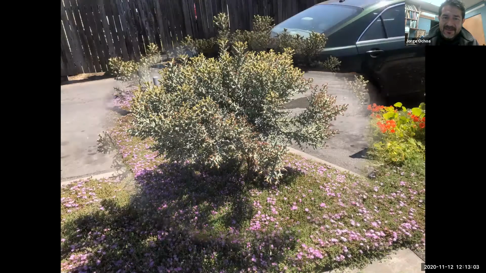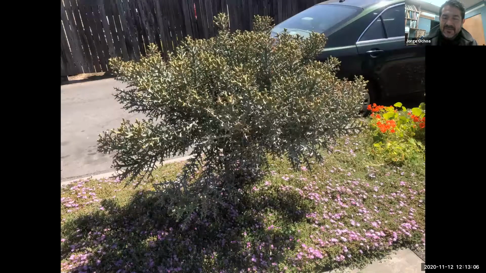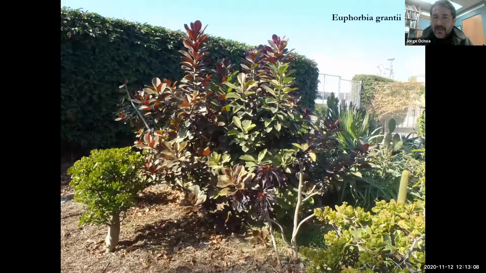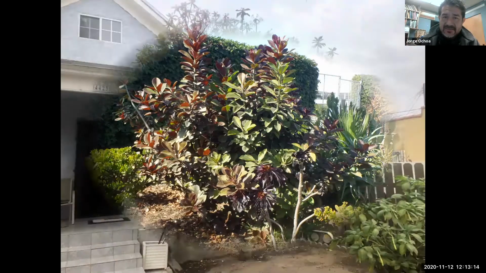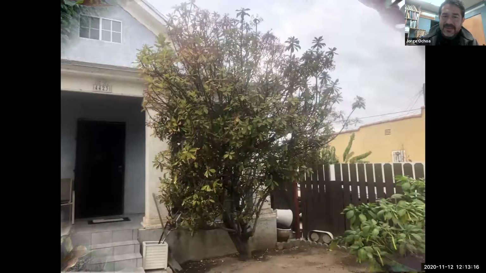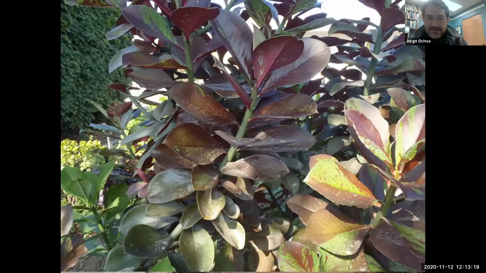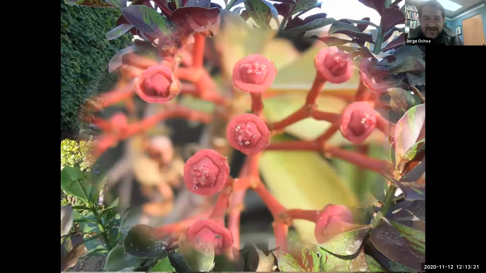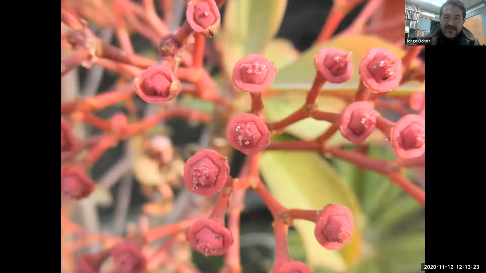So somebody planted it as a parkway individual, and it was there. Or Euphorbia grantii, milk bush, African milk bush. Here we have it on campus, and here's where somebody planted it. Probably hope they don't realize that it's very toxic. And here's the flower clusters.